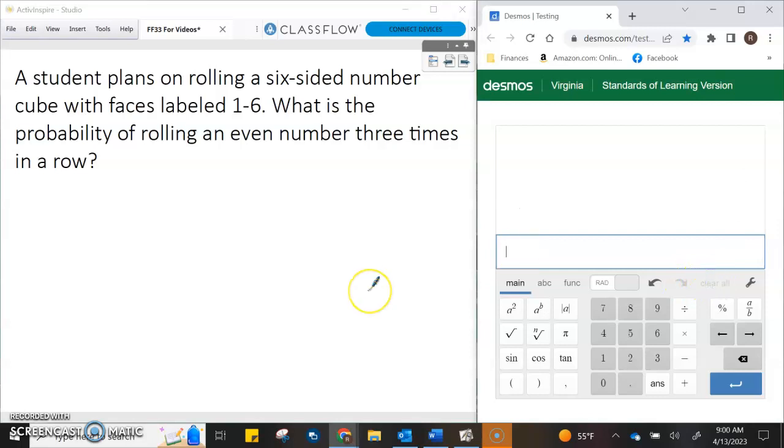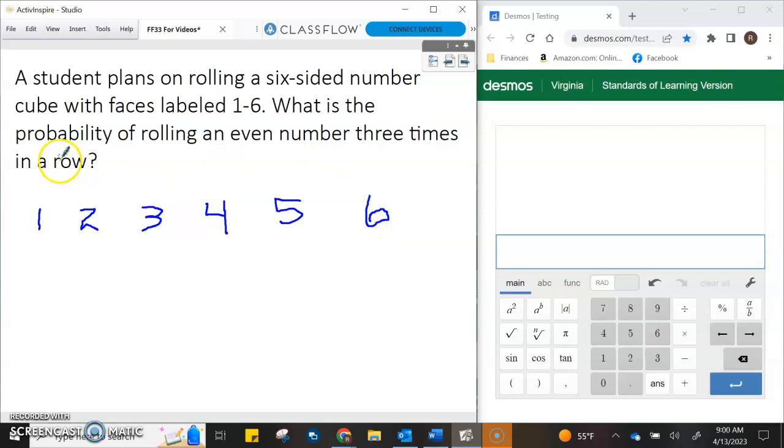All right. Okay, we've got one more. Let's see how this is. A student plans on rolling a 6-sided number cube with the faces labeled 1 through 6. So you know what? I'm going to write them. 1, that's going to be one side. 2, 3, 4, 5, and 6. Those are the 6 possibilities when we roll that cube.